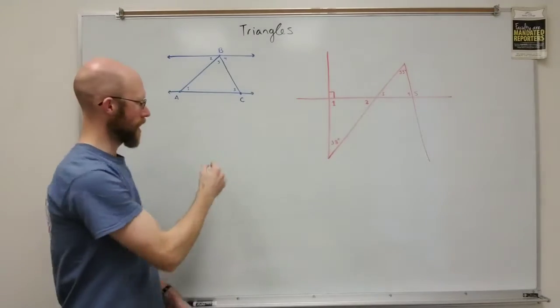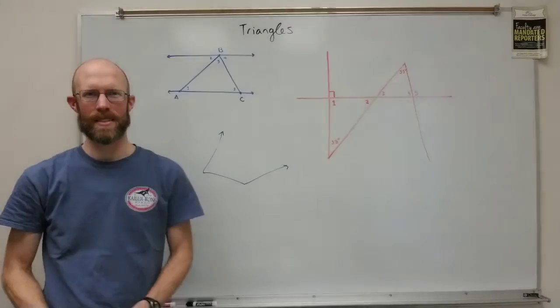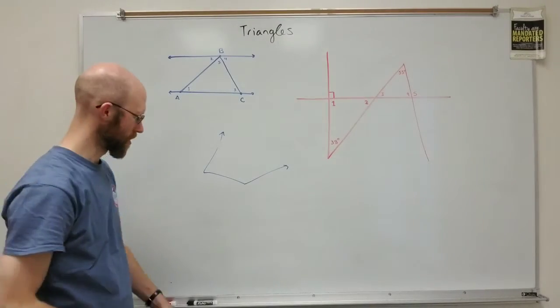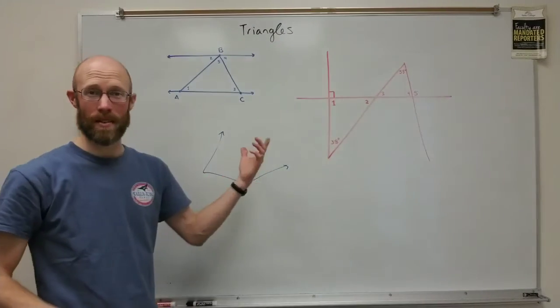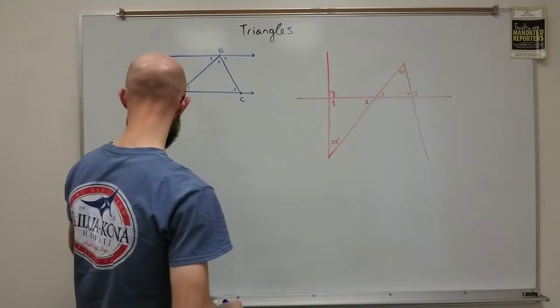You could have three-sided objects that aren't closed, right? Something like this. That's not closed. That's not a triangle just because it has three sides. You have to have three angles too. So anyway, we need it closed. We need three angles, three sides.